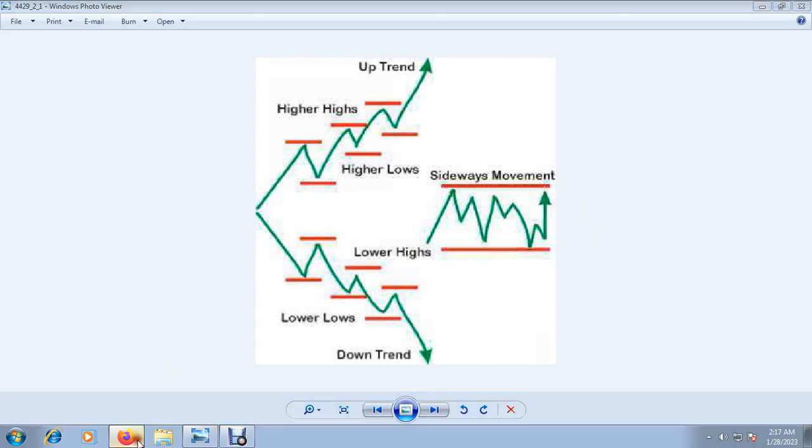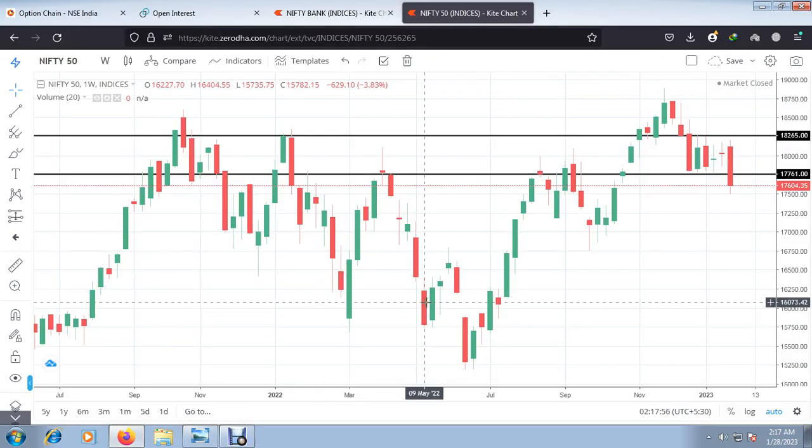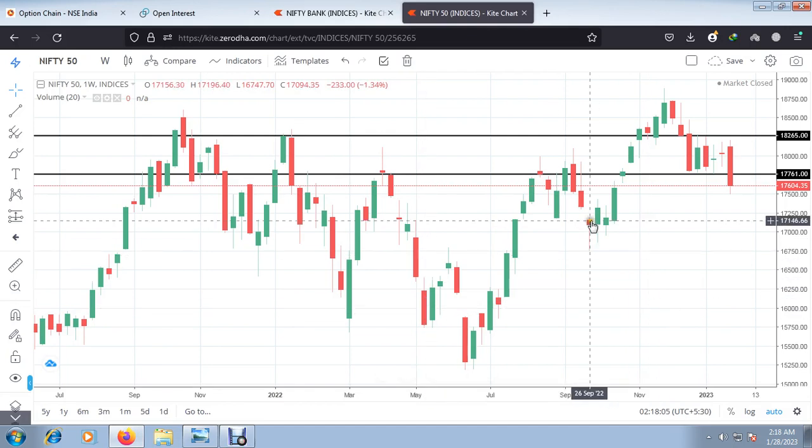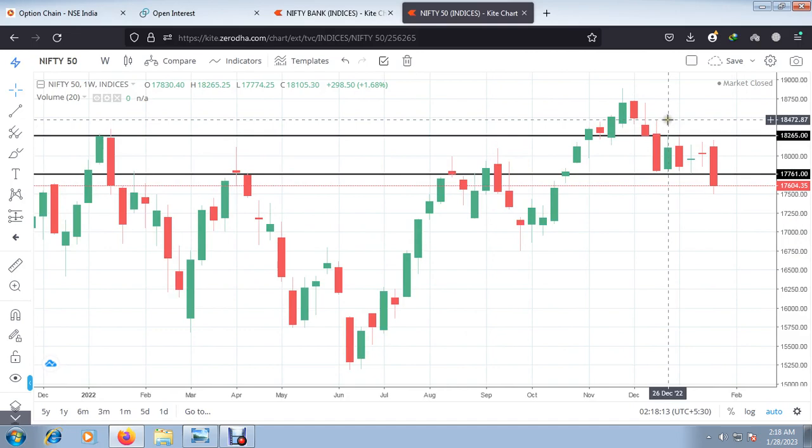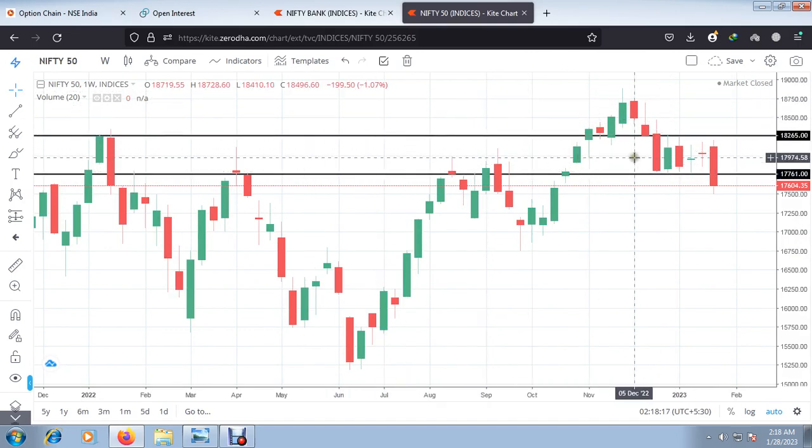So we will try to understand it with the Nifty chart. I have opened the Nifty weekly chart first of all. Many of you were asking me how to find the levels, how I am predicting the exact levels. What I basically do is I just mark the high and the low of the candles. So here you can see that the candle has a high and a low.